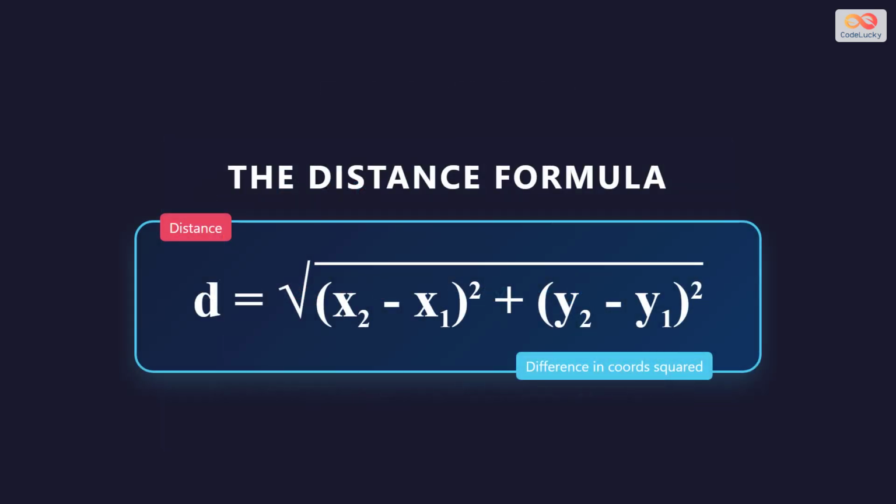And here is the final formula. The distance d equals the square root of (x2 minus x1) squared plus (y2 minus y1) squared. This formula works for any 2 points on the plane.